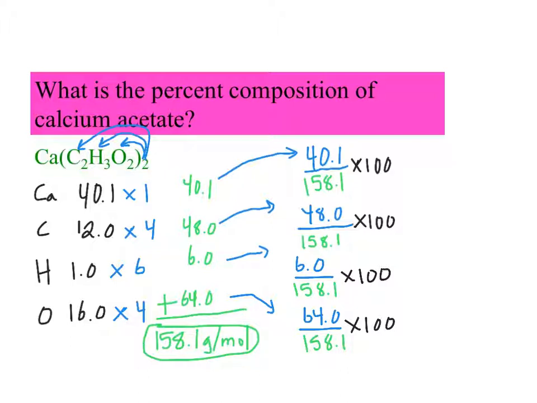So for calcium, the answer that I get is a percentage of 25.4%, and that is for calcium. So calcium makes up a quarter of this molecule's mass. For carbon, has a value of 30.4%, so almost a third is carbon.